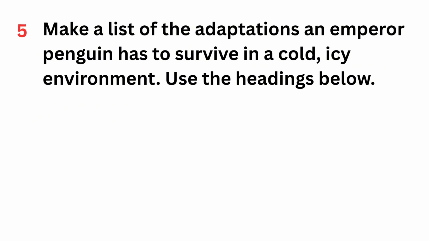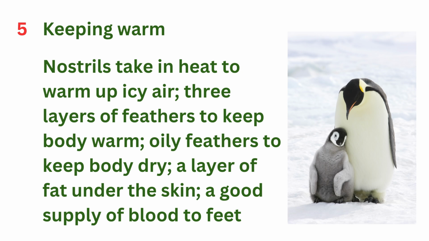Question 5. Make a list of the adaptations an emperor penguin has to survive in a cold, icy environment. Use the headings below. Keeping warm. Nostrils take in heat to warm up icy air. 3 layers of feathers to keep body warm. Oily feathers to keep body dry. A layer of fat under the skin. A good supply of blood to feet.